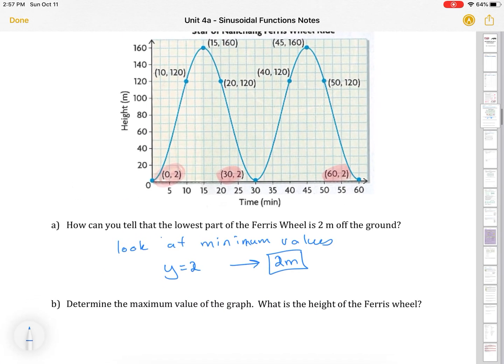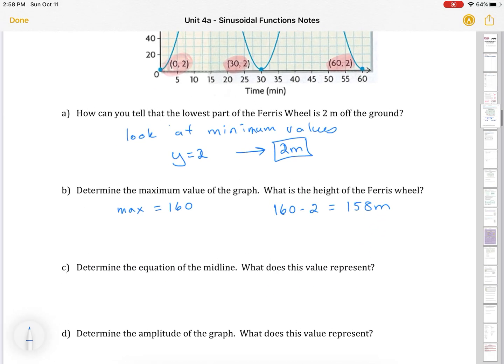Determine the maximum value of the graph. What is the height of the Ferris wheel? Well, the max is equal to 160. So it's going to be 160 minus 2, so it'll be 158 meters. Because remember, it's 2 meters off the ground, so you have to subtract those 2 meters.